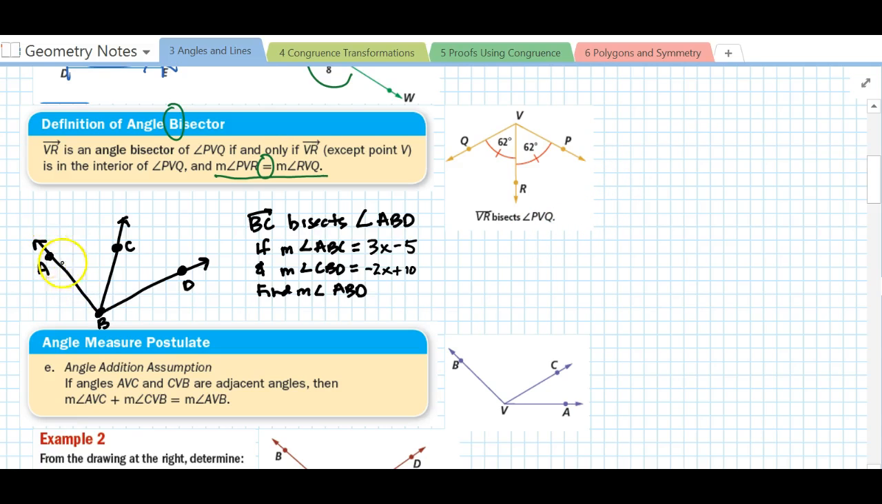Here I've got angle ABD, and ray BC is bisecting it. As soon as you see that word bisector, you know that this angle and that angle will have equal measure. Then they give us some information. They tell us that the measure of angle ABC, ABC is here, is 3x minus 5. So I'm just going to fill that into that angle.